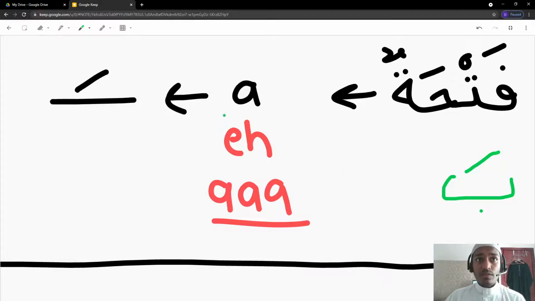Notice, very important, that these in red are wrong. Do not read the Fatha like this. It is not eh, neither do we stretch it. Why do we not stretch it? Because it is a short vowel. But it is very common to hear people say be, te, the, je. That is wrong. It needs to be a very quick and open a: ba, ta, tha, ja, and so on and so forth.